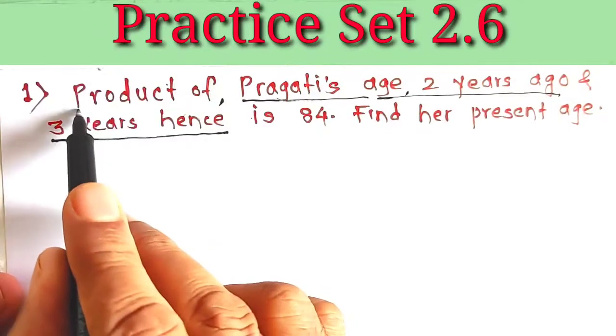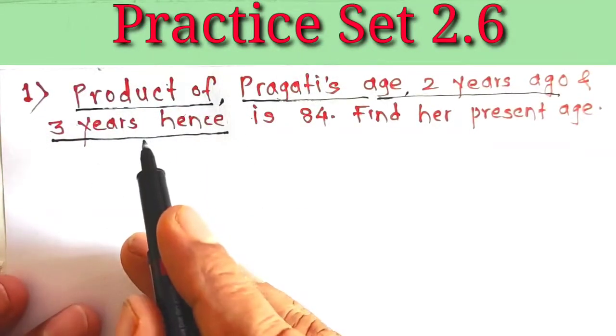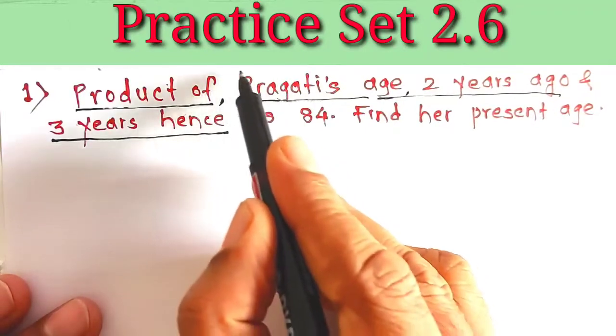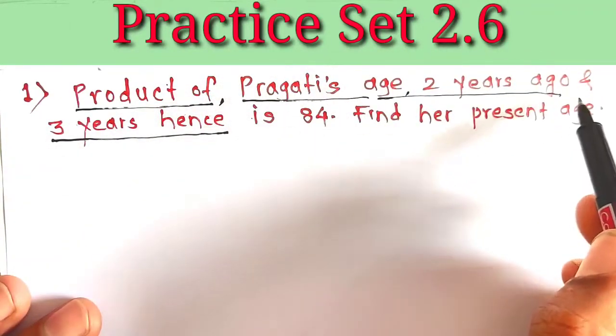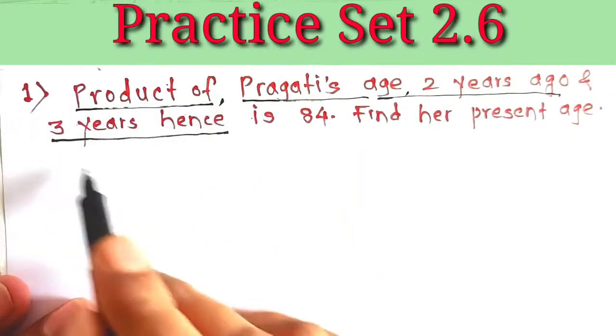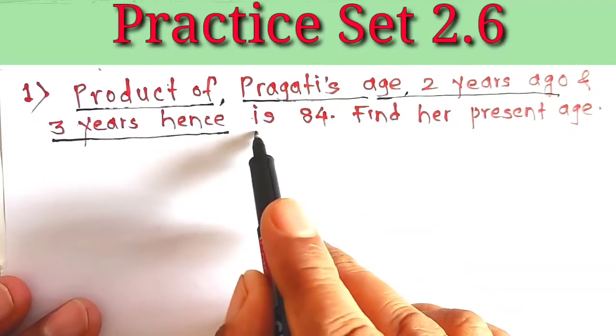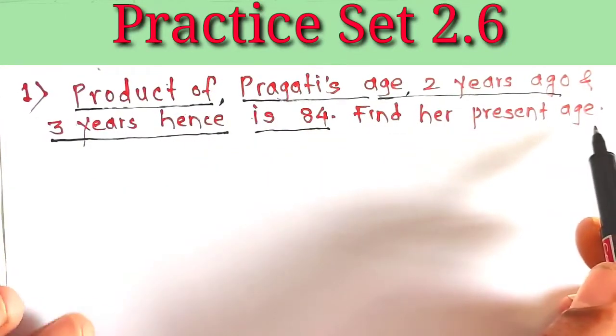Here this part, product of, is one part. Product of which? Product of Pragati's age 2 years ago, and second term multiplied by her age 3 years hence. That product is equal to 84. Then find her present age.